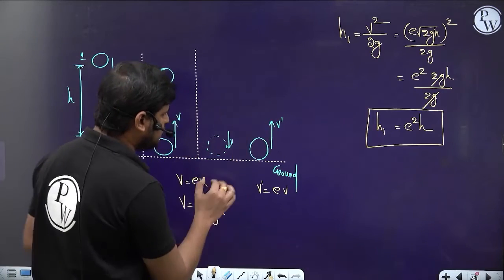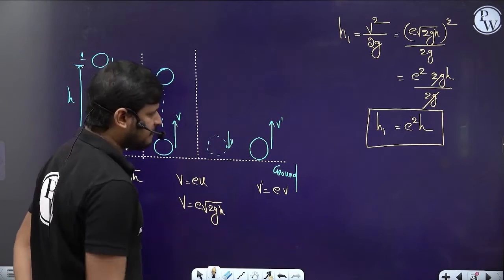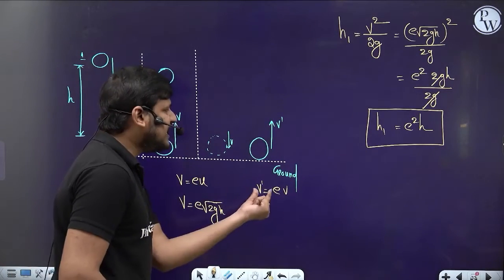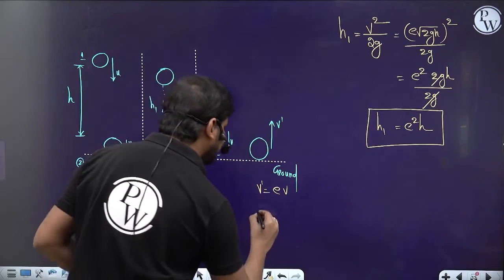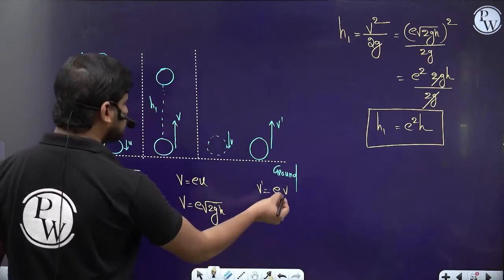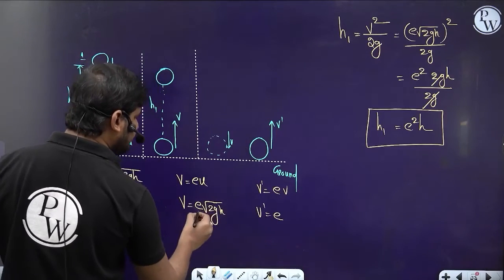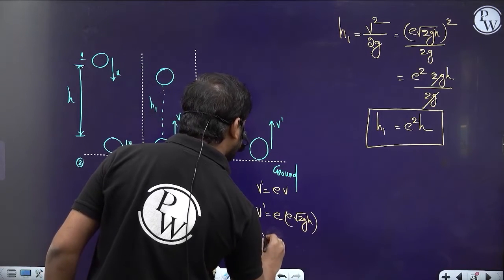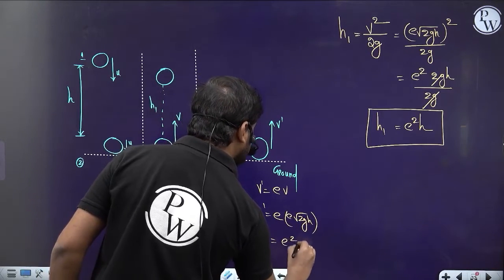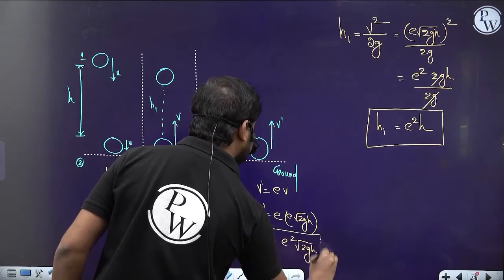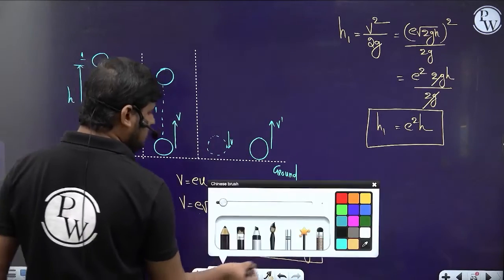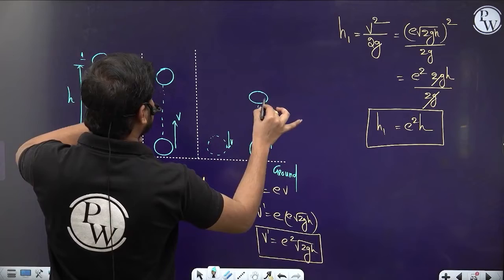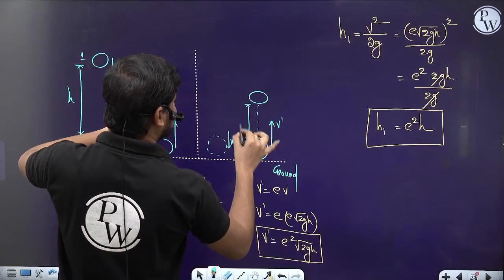Now in the next scenario, it strikes the ground with velocity v and rebounds with velocity v dash. So what will be the relation between these two? v dash will be equal to e into v. What we can write in place of v is e into root 2gh. So v dash is equal to e square root 2gh, e squared times root 2gh. Now obviously it will not rise to the same height as h1, so it will rise to some other height h2 this time.